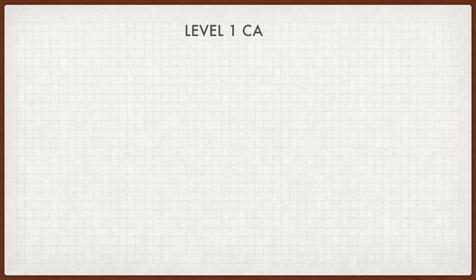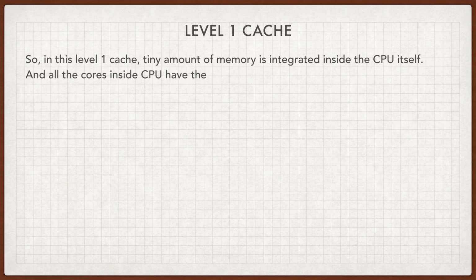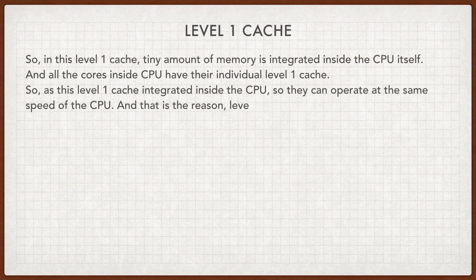Level 1 cache. In this level 1 cache, a tiny amount of memory is integrated inside the CPU itself, and all the cores inside the CPU have their individual level 1 cache. As this level 1 cache is integrated inside the CPU, it can operate at the same speed as the CPU. That is the reason level 1 cache is the fastest among all caches.